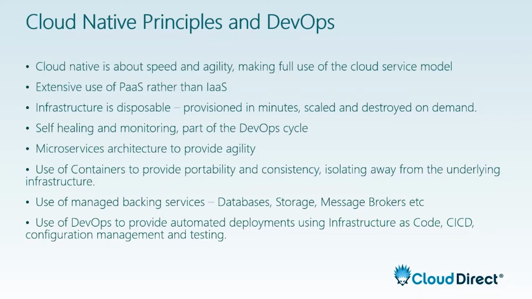Part of that DevOps cycle that I've just spoken about also deals with the self-healing and monitoring of an application as well. So that feedback loop back into that development cycle is a key part of DevOps, but also a cloud native principle as well. Cloud native apps are based off microservices architecture, so I'll talk a little bit about that in a second. The use of managed backing services, databases, storage, again goes hand in hand with that platform as a service offering.